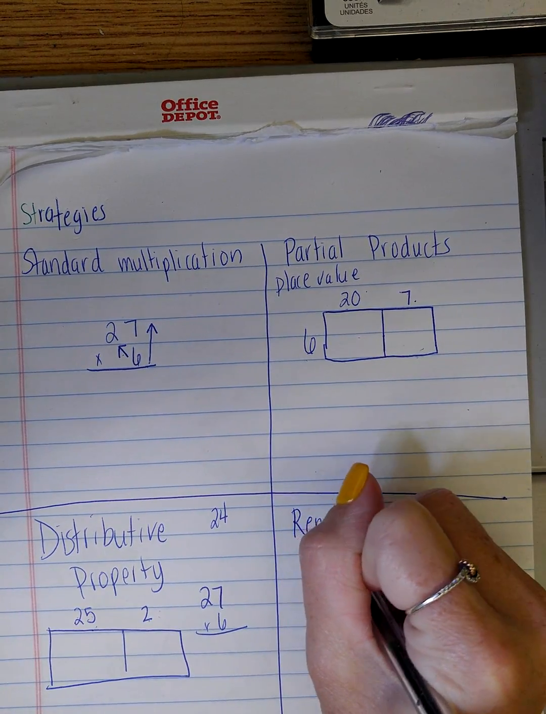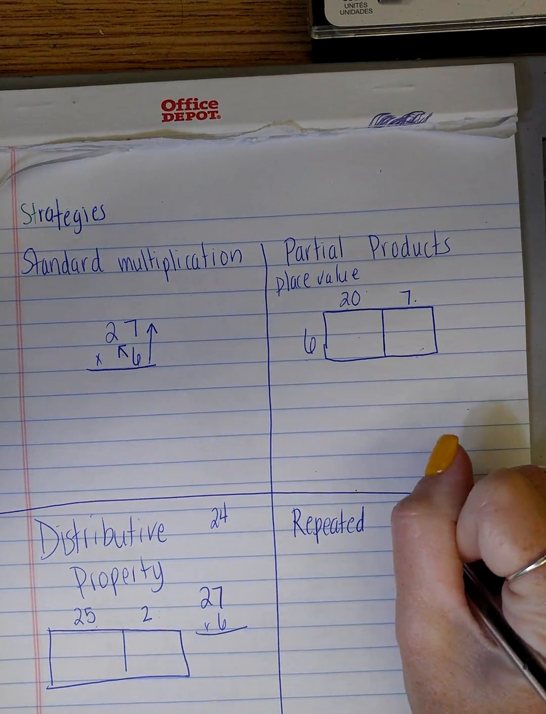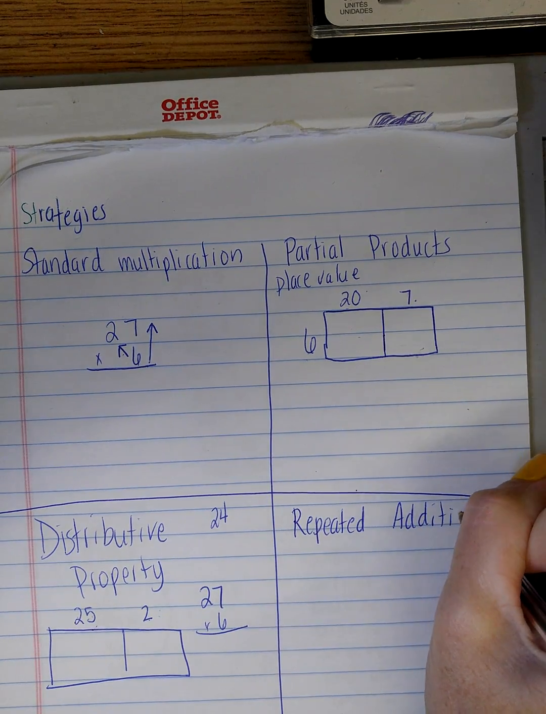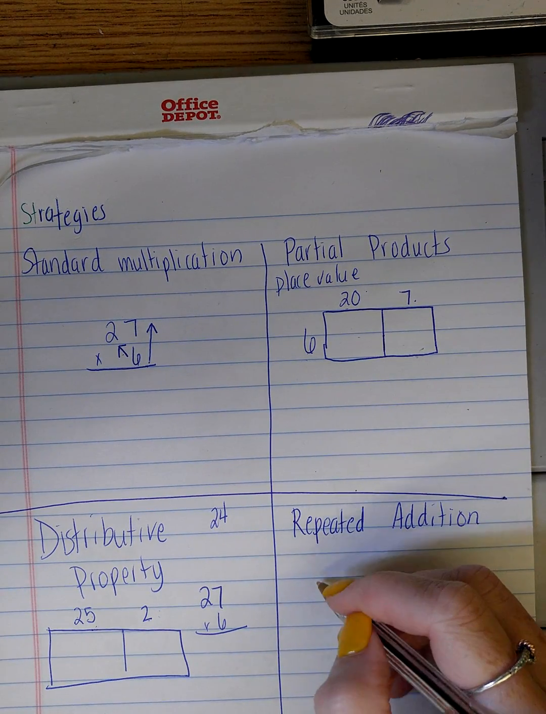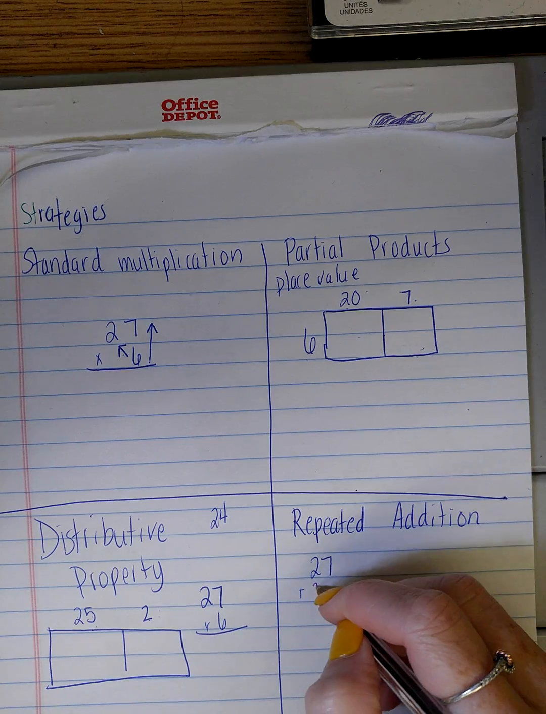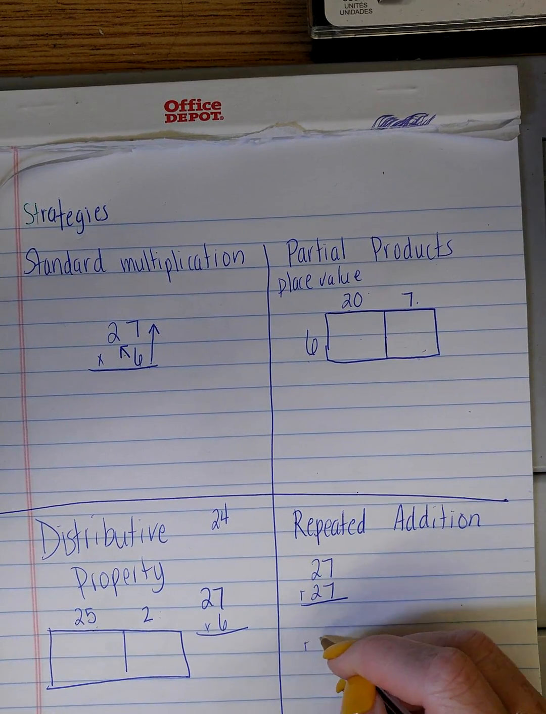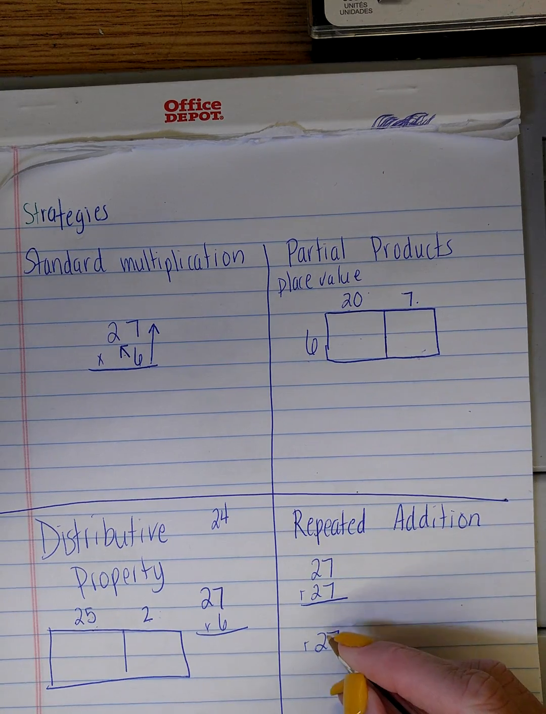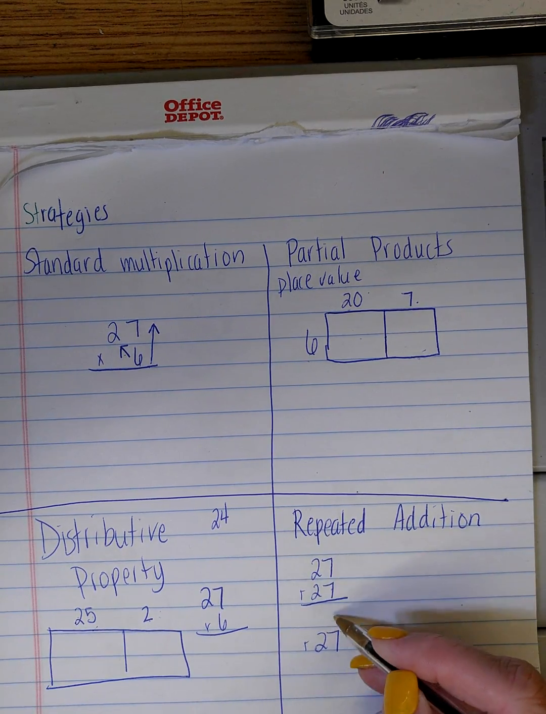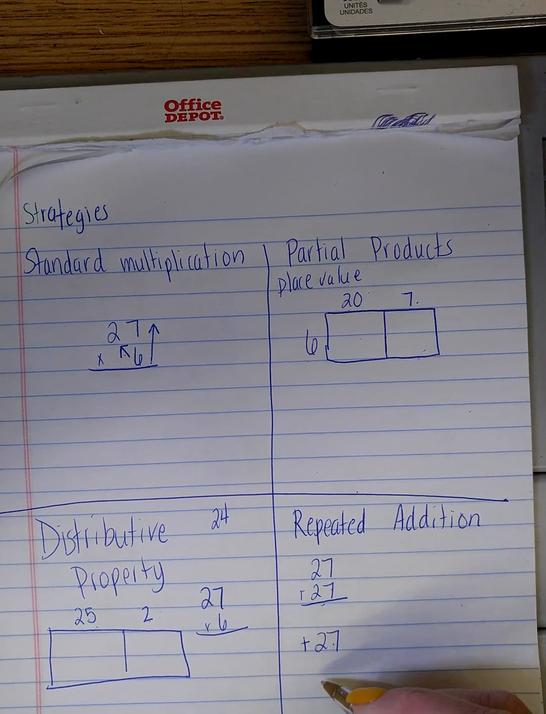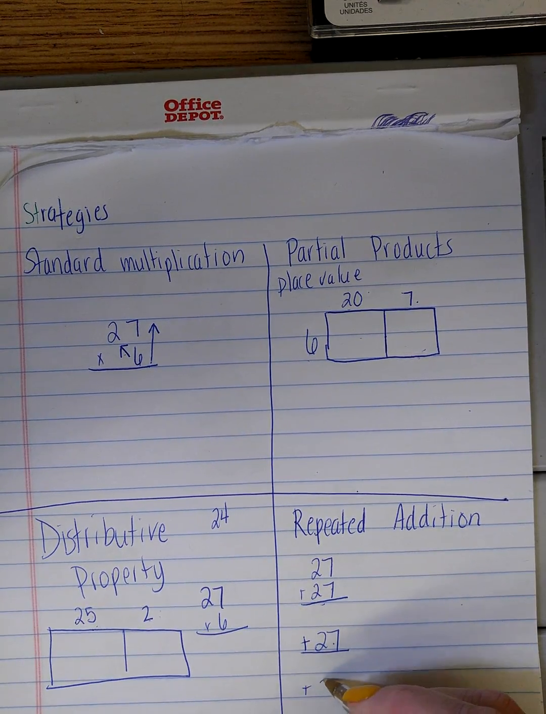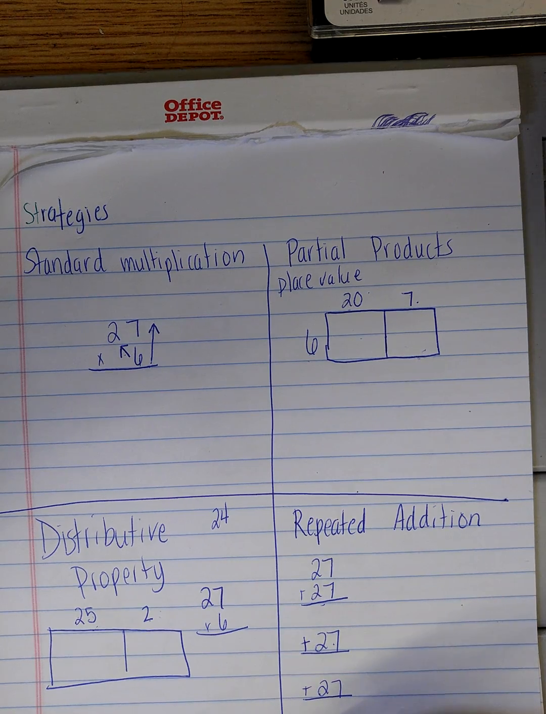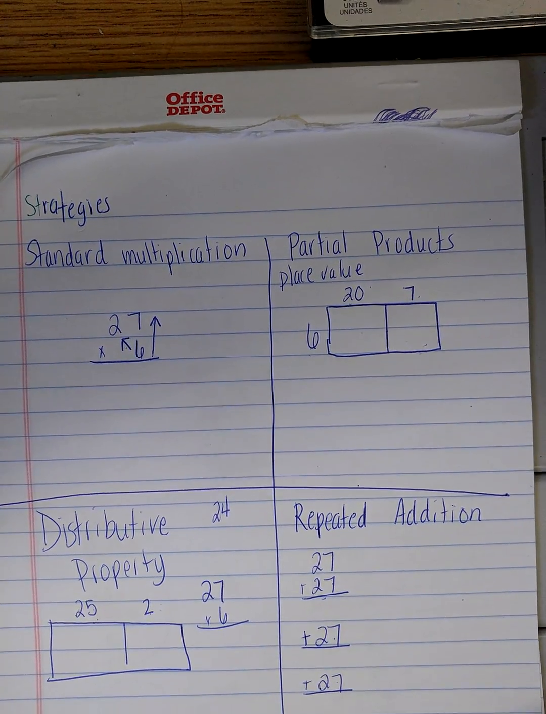And then we have repeated addition. Repeated addition is when you repeatedly add your multiplier the number of times. So I would do 27 6 times. So 27 plus 27 gives me an answer, add 27 to that. That gives me an answer, add 27 to that. That gives me an answer, add 27 to that. That's 1, 2, 3, 4, 5. And then I would add 27 again to get my answer.